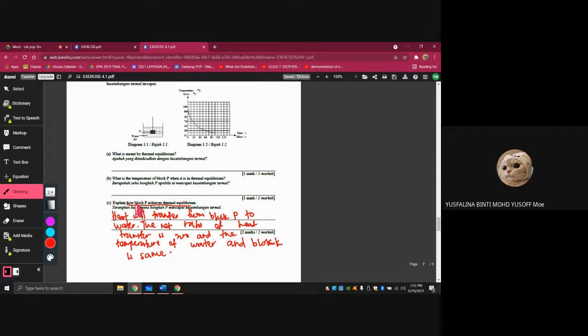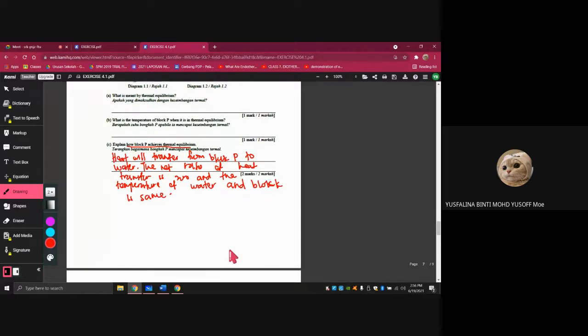You need to state the direction of heat transfer, usually from hot to cold. The hot one is the block and the cold one is the water. So you have to say that the heat is transferred from the block to the water. Then you say the net rate of heat transfer between the water and the block is 0, and the temperature of the block and the water is the same. So that's how it achieves thermal equilibrium. That is for 2 marks.